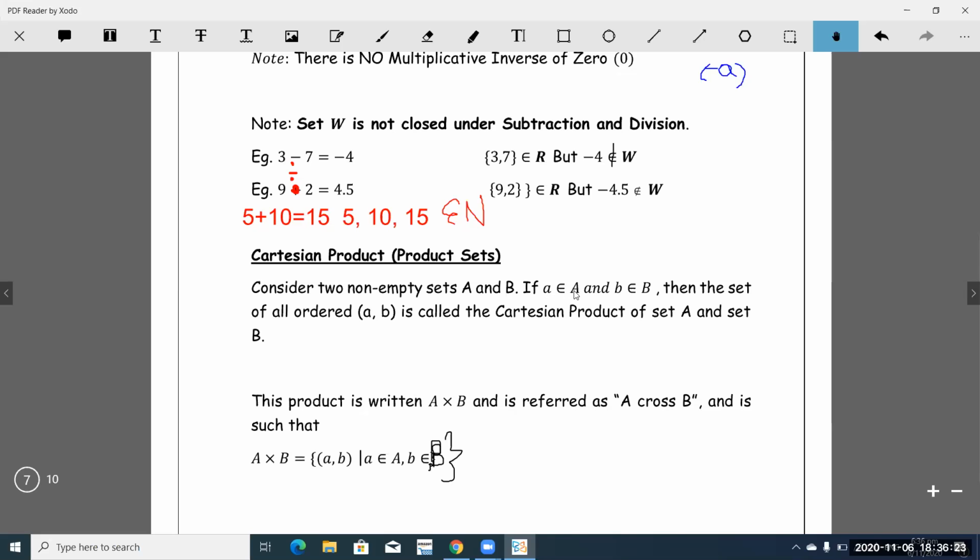All right, so everything that is inside of A. If a is an element of A and b is an element of B, then we write the set of all ordered pairs (a, b), and these are called the Cartesian product. All right, those are known as the Cartesian product. Why do we need to know the Cartesian product?